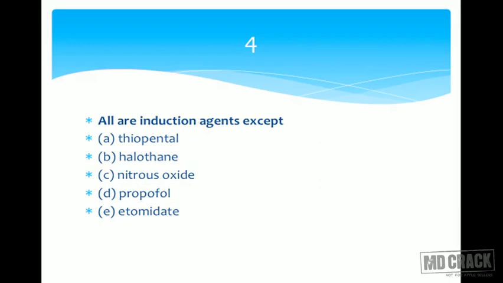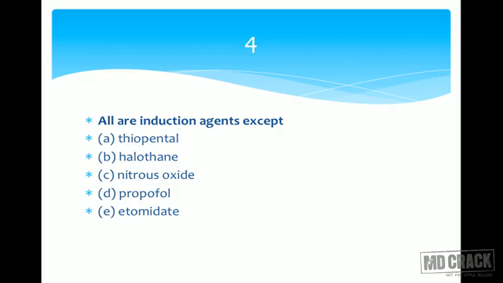Question number 4. All are induction agents except. What's the meaning of this? Unless we read the options, we won't know. Let's read the options. Thiopental, halothane, nitrous oxide, propofol, and intermediate. I hope you started understanding that we are in the chapter of general anesthesia. And as you know, when you begin the anesthesia, you want the anesthesia to begin very fast to have the effect, and this process is called induction of anesthesia.